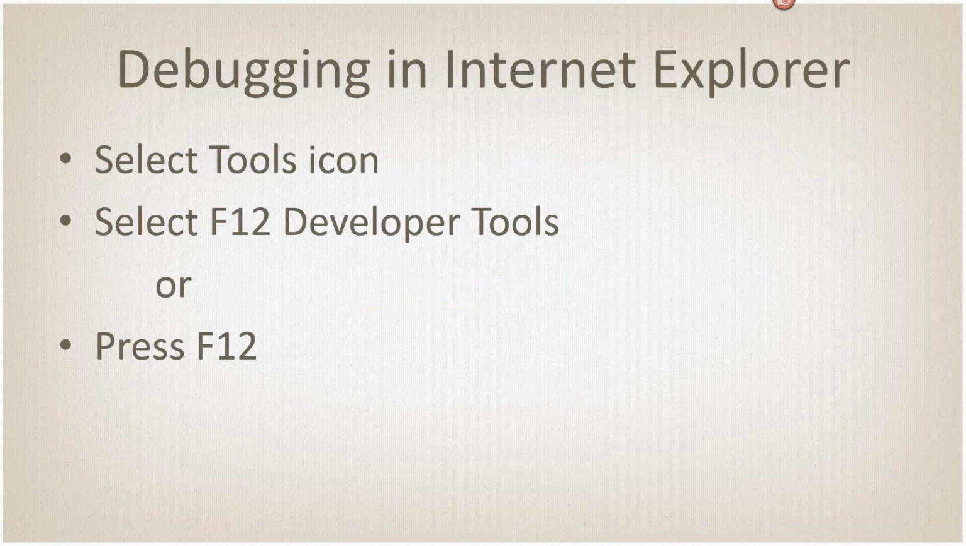We've already done that. So both Internet Explorer and Chrome have pretty well-defined debuggers that will help you get to the inside of the JavaScript, so you can watch what's happening internally without having to throw alerts and things like that. So in Internet Explorer, you get that by selecting the Tools icon and selecting F12 Developer Tools, or very simply by pressing F12.